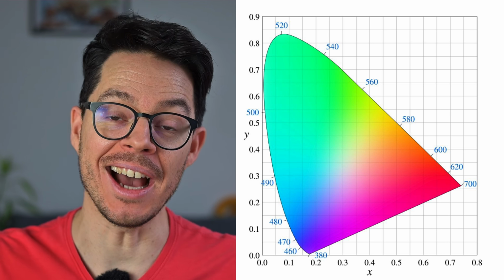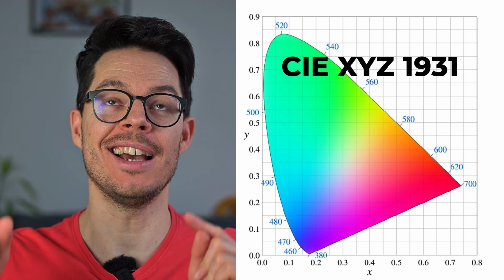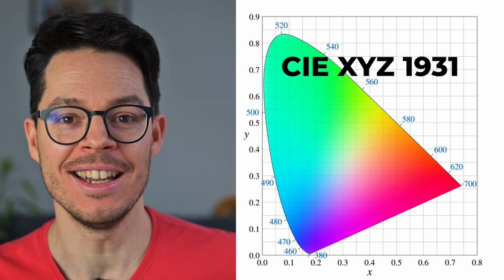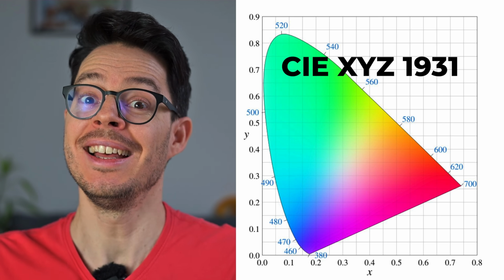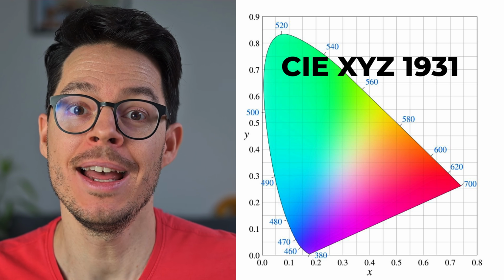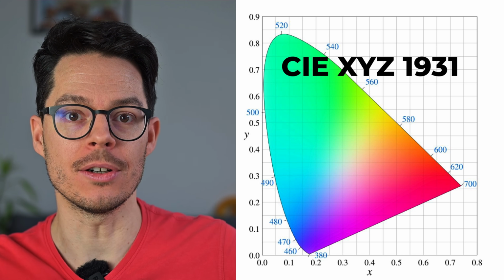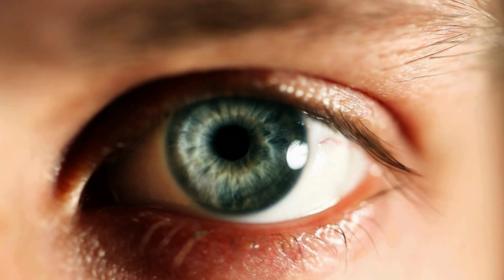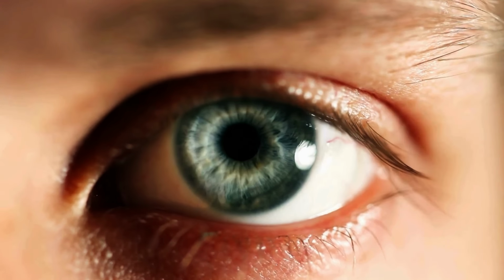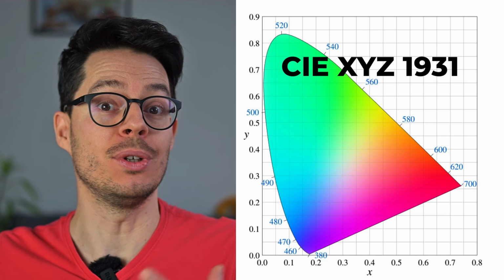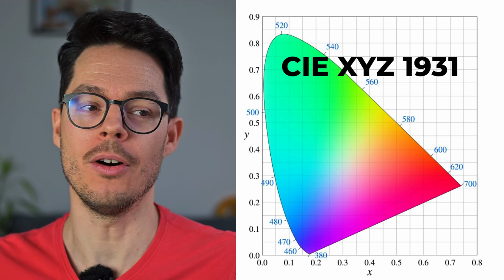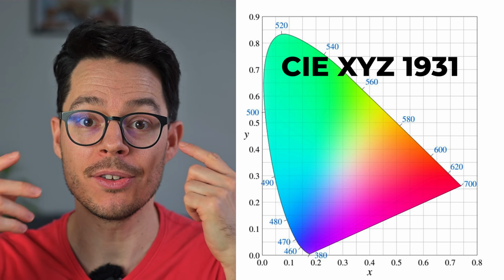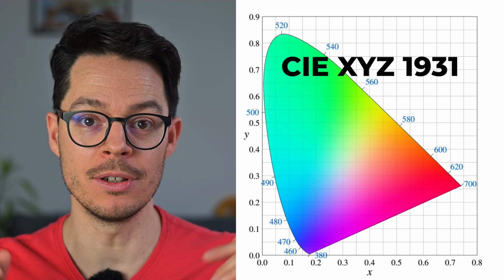Let's start with the most important one, the CIE, not CIA, CIE XYZ 1931 color space. This was created in 1931 and this covers all the colors that the human eye can perceive. And it's very important that this is all the colors that the human eye can perceive. So it would be different for a bee or a cat or a dog because their eyes are differently built.